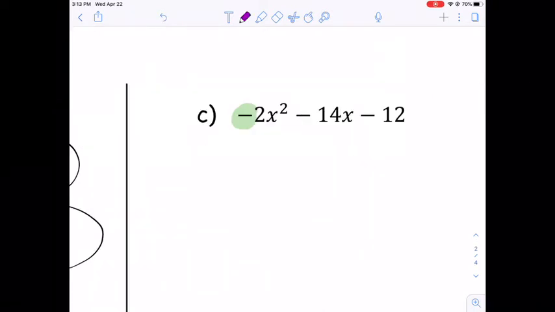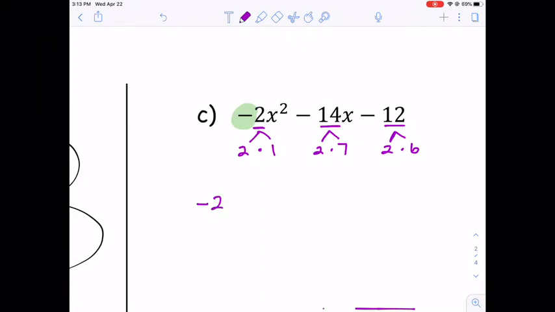In problem C, I do have a leading coefficient that is negative, but I also want to see if I have a greatest common factor. So what goes into 2, 14, and 12? 2 does. This would be 2 times 1. This would be 2 times 7. And this would be 2 times 6. But I'm going to take out the -2 as my greatest common factor.